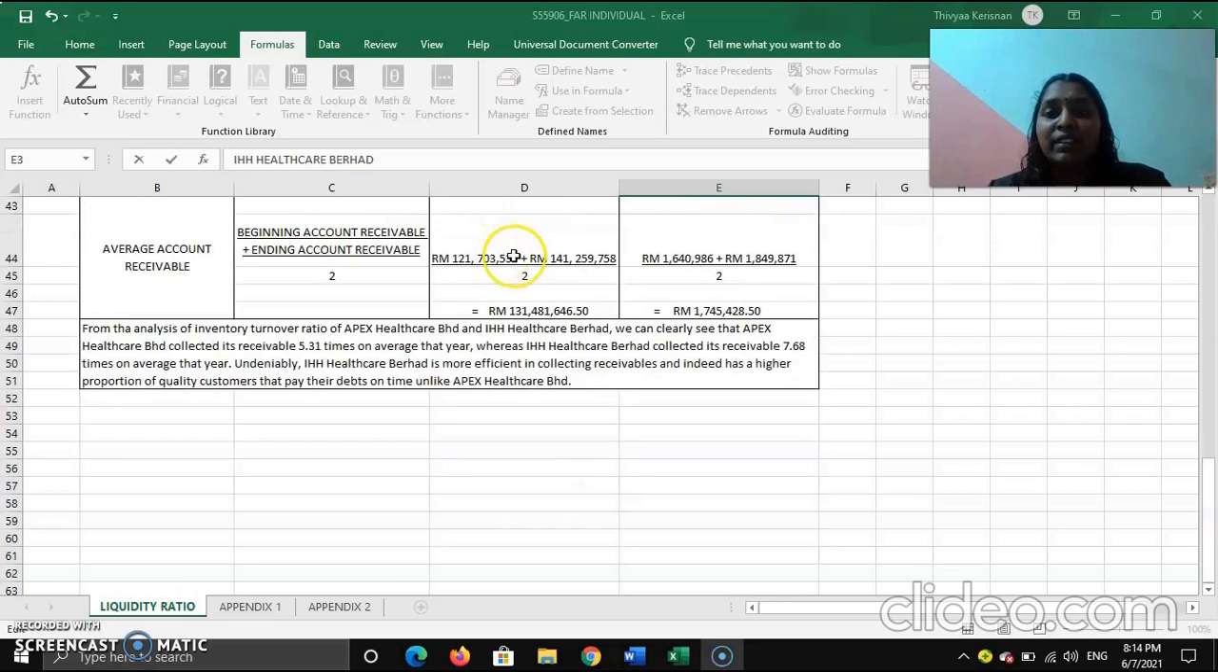From the analysis of account receivable turnover ratio of APEX Healthcare Berhad and IHH Healthcare Berhad, we can clearly see that APEX Healthcare Berhad collected its receivables 5.31 times on average that year, whereas IHH Healthcare Berhad collected its receivables 7.68 times on average that year. Undeniably, IHH Healthcare Berhad is more efficient in collecting receivables and indeed has a higher proportion of quality customers that pay their debts on time, unlike APEX Healthcare Berhad.